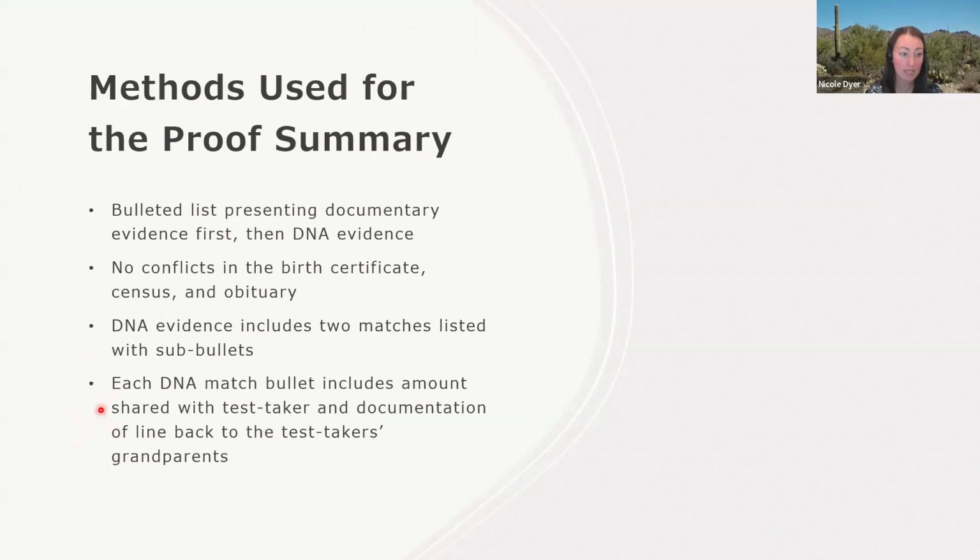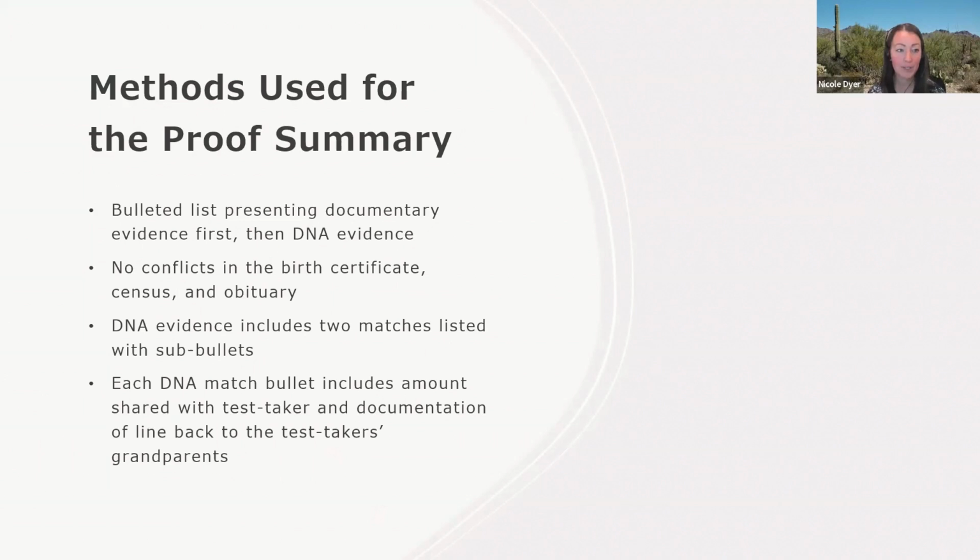So we had uncomplicated DNA evidence, uncomplicated documentary evidence, and we could put that together for a DNA proof summary. This is a really good thing to do to practice writing about DNA and documentary evidence because it's not complicated. It doesn't take you very long. You could sit down and do it in an afternoon, and then it gives you that practice for correlating documentary and DNA evidence.